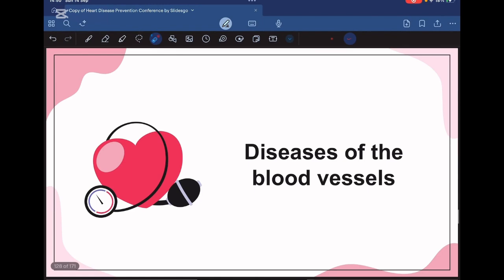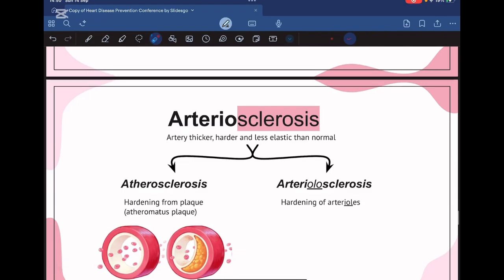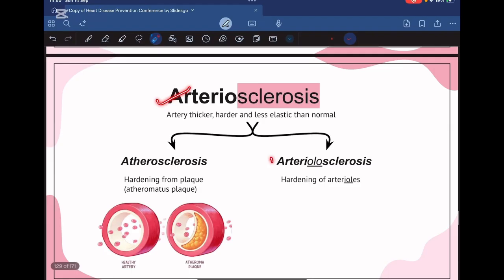Okay, now moving on to the second lecture, disease of the blood vessel. So basically we are going to do this in a question-based format plus explanation. When we say the words arteriosclerosis, atherosclerosis, or arteriolosclerosis, maybe for a second we will say they are all the same. But actually we can cheat from the word itself.